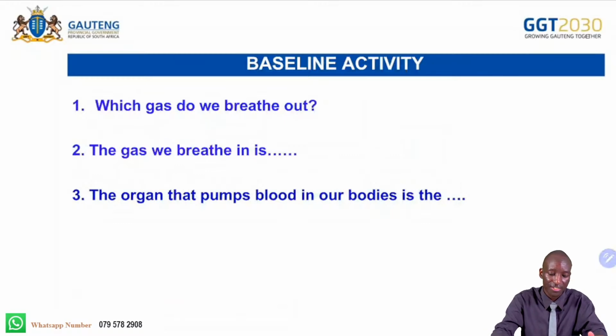Number 1, it says, which gas do we breathe out? Then number 2, the gas we breathe in is, then just fill up the empty space there to complete the sentence. Number 3, the organ that pumps blood in our bodies is the, so complete the statement. I'm going to give you 3 minutes, which means it's a minute for each question. So 3 minutes, let's get started.